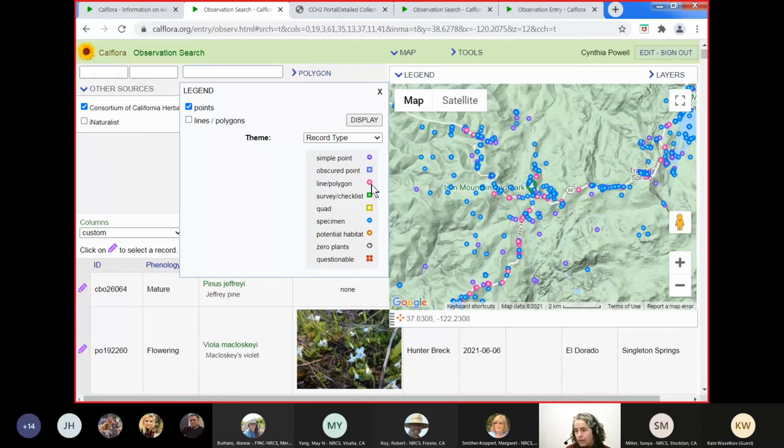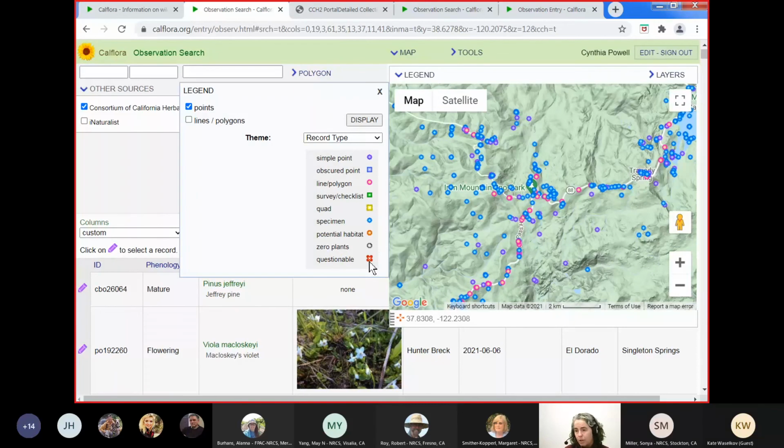Pink is line or polygon. Green is coming from a survey or checklist. Yellow is a quad. Blue is a specimen. So I specifically found an area that had a lot of specimens because that's the focus of today. Orange, potential habitat. Zero plants would be light gray, so negative data. If I searched for Jeffrey pine and didn't find it where I thought it should be, like if I went back to this observation here, this first Jeffrey pine, and didn't find it, I could say zero, it was not there. Maybe after the fire, maybe it used to be there, there's nothing remaining of it, it's not there.